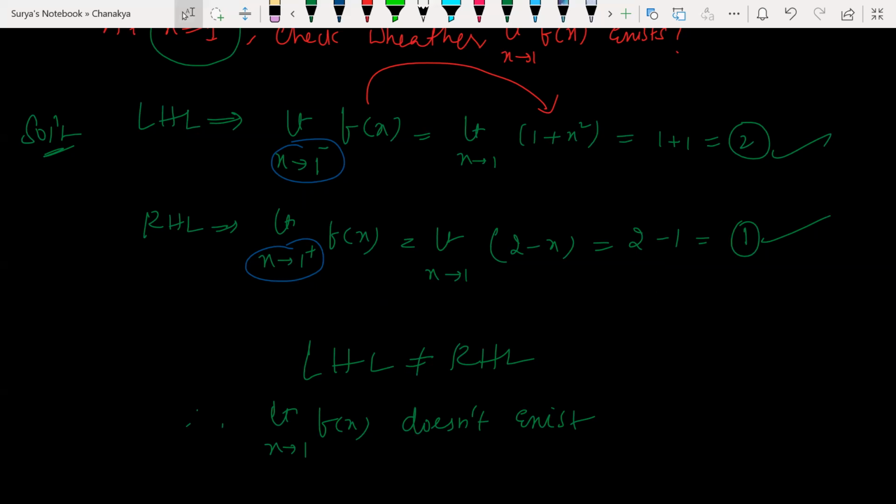Is it clear with everyone, guys? Any doubts here? Is it clear with everyone or not? Yes. For the left hand side, when x is less than 1, this is the function. When x is greater than 1, this is the function. So that's what I wrote here. Clear?